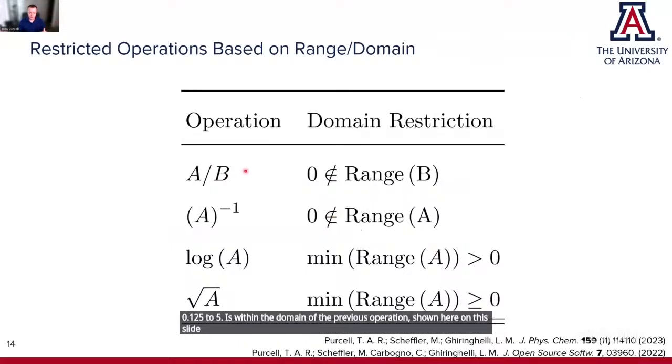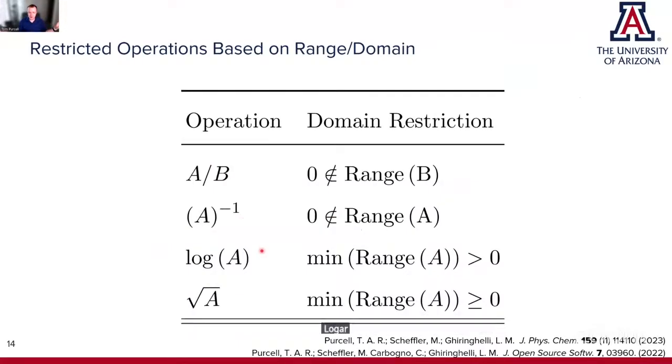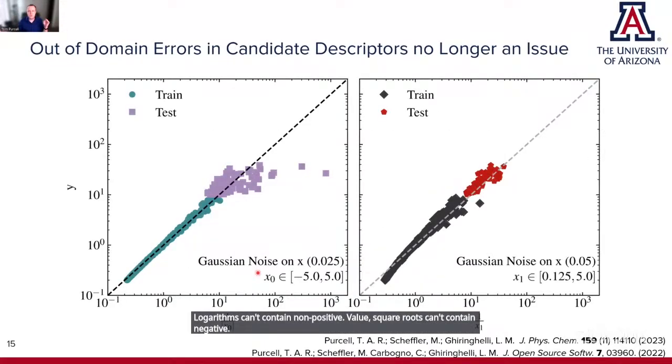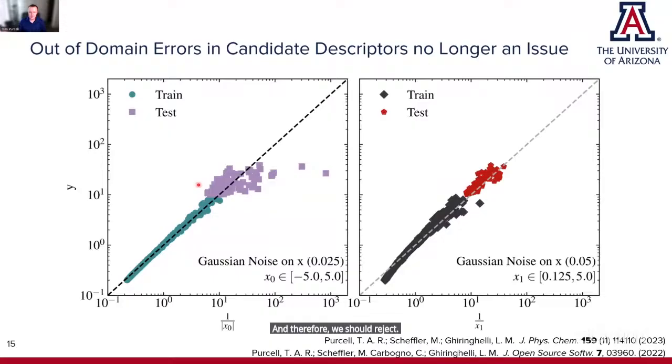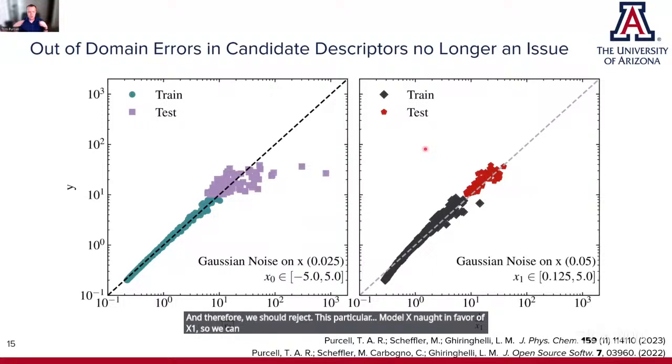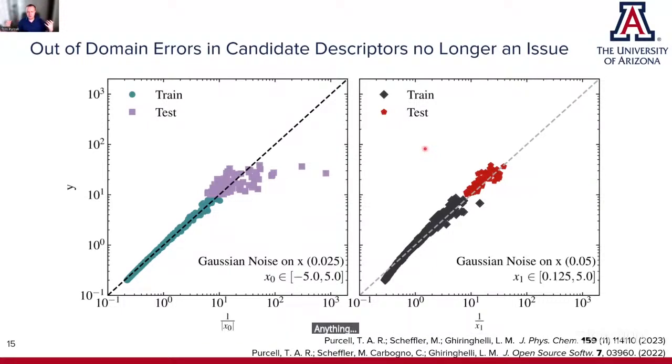So division can't contain 0, logarithms can't contain non-positive values, square roots can't contain negative values, and therefore we should reject this particular model x0 in favor of x1, so we can ensure that we don't have anything very strange or wrong going on.